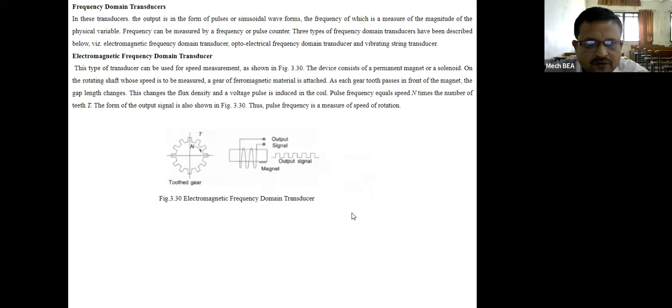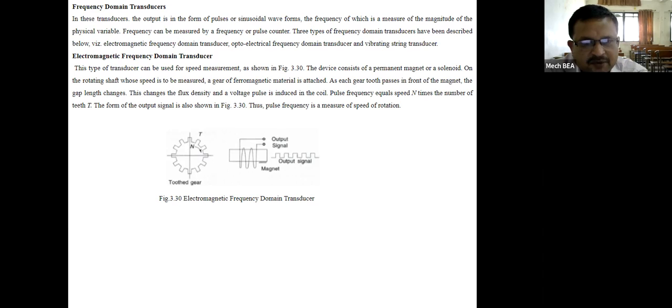Now, in that first is the frequency domain transducers. In these transducers, the output is in the form of pulses or sinusoidal waveforms, the frequency of which is a measure of the magnitude of the physical variable. Frequency can be measured by a frequency or pulse counter. Three types of frequency domain transducers have been described below: electromagnetic frequency domain transducer, optoelectrical frequency domain transducer, and vibrating string transducer. First is electromagnetic frequency domain transducer.